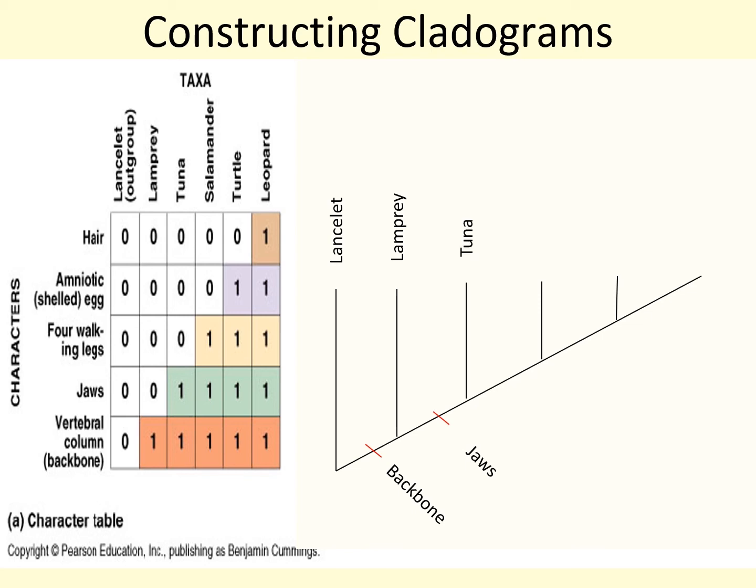Then tuna is the first one that has that, and because it doesn't have walking legs, I just put tetrapod instead of four walking legs on there. Then we have the salamander, because the salamander does not have an amniotic membrane, and then the turtle has that because that's a reptile, and then the leopard is the only one with the hair, so that goes on the very end. So the leopard has the most synapomorphies.